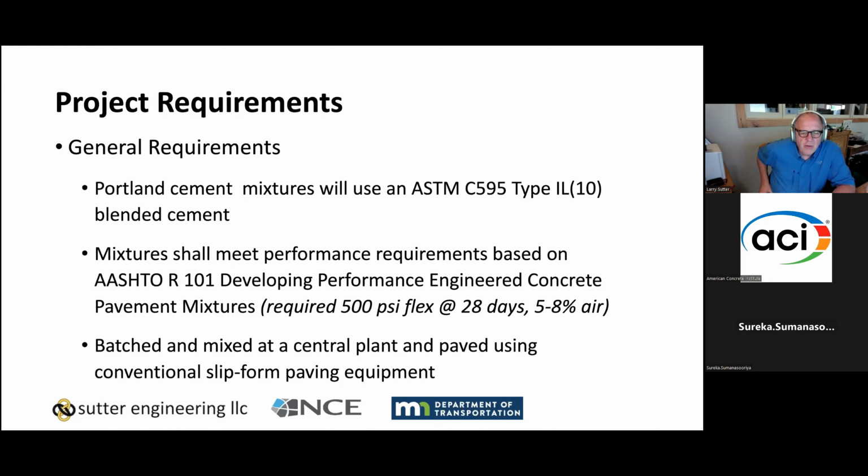We said all the mixes had to meet the AASHTO R 101 performance engineered concrete requirements. Again, that's a guideline for developing performance engineered mixtures. The only requirements that we specified were 500 psi flexural strength at 28 days and 5 to 8% air, but we did require all the other tests, such as the box test and those types of things, to be done and that information provided.